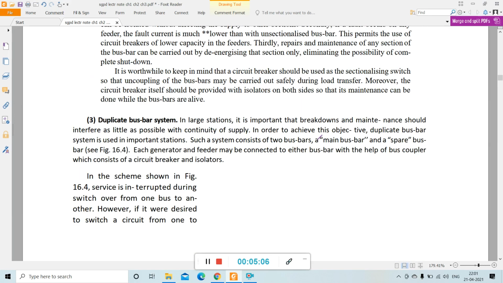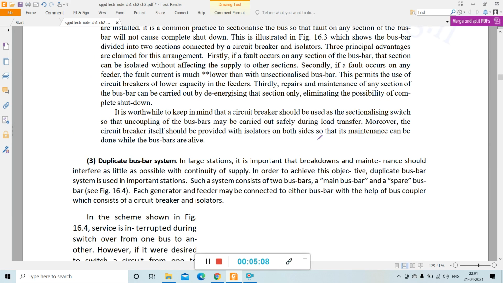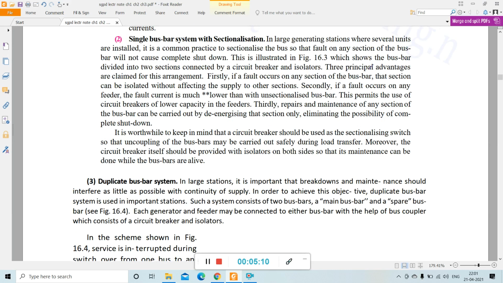So what are the advantages of this single bus bar system with sectionalization? Here the bus bar is divided into two sections connected by a circuit breaker and isolator, and three principal advantages are there for this arrangement. Firstly, if a fault occurs on any section of the bus bar, that section can be isolated without affecting the supply to the other section.